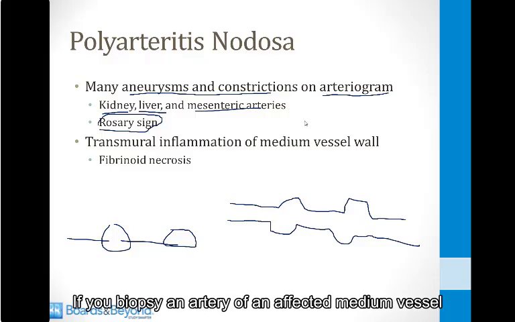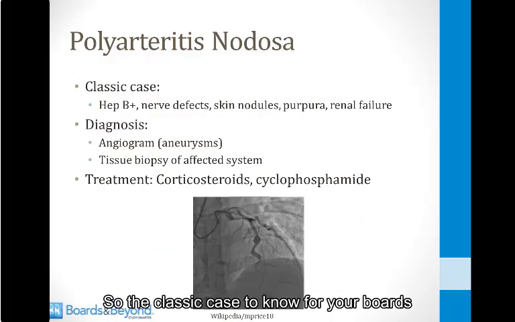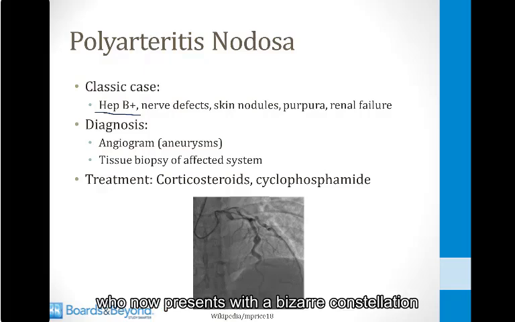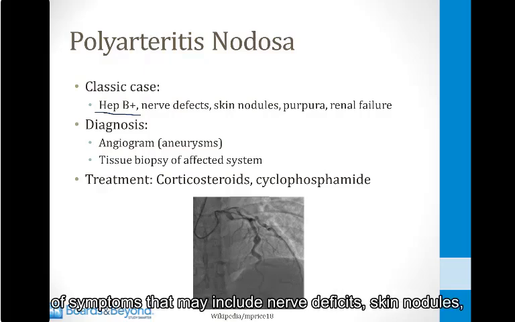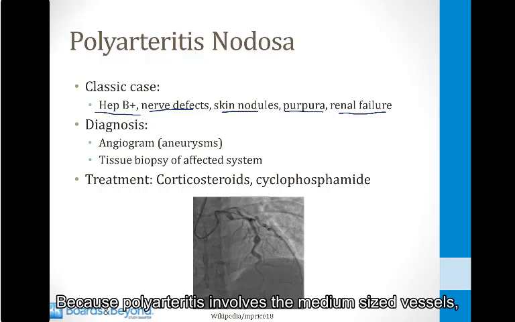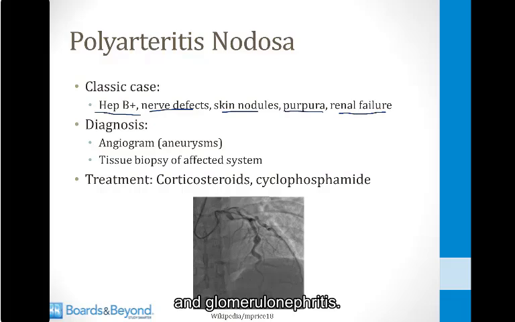If you biopsy an artery of an affected medium vessel, you will see fibrinoid necrosis and inflammation in the vessel wall. So the classic case to know for your boards is a patient with a history of hepatitis B who now presents with a bizarre constellation of symptoms that may include nerve deficits, skin nodules and purpura, and finally renal failure. Because polyarteritis involves the medium-sized vessels, it usually doesn't produce red blood cell casts and glomerulonephritis.